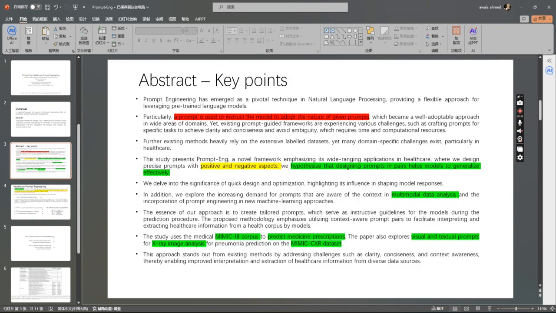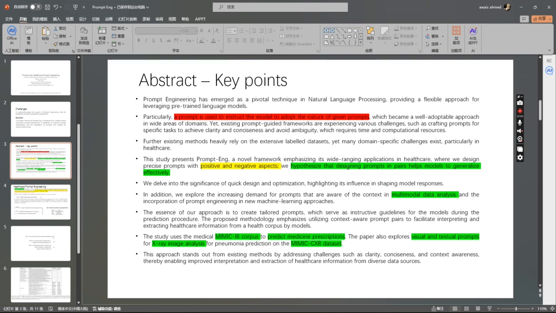A prompt is particularly used to instruct the model to adopt the nature of the task, which has become a well-known and well-adoptable approach in wider areas of domain. Prompt engineering has emerged as a pivotal technique in NLP, providing a flexible approach for leveraging pre-trained language models. Further, pre-trained models can be fine-tuned.